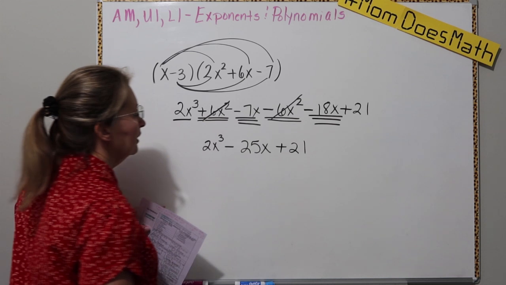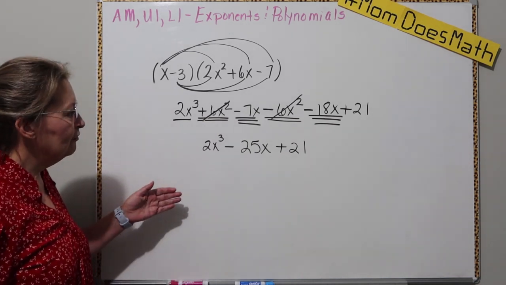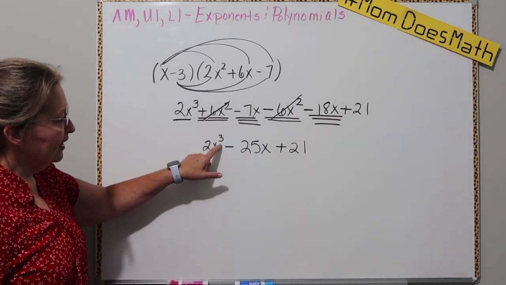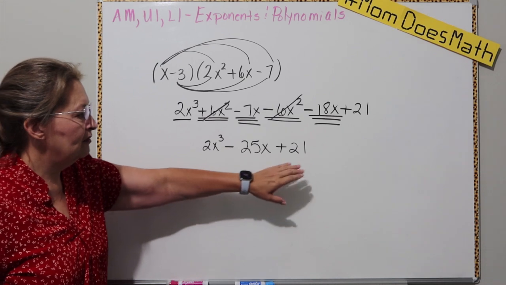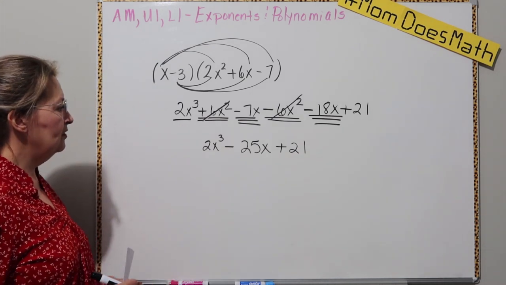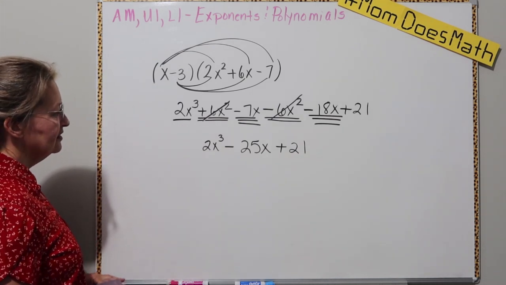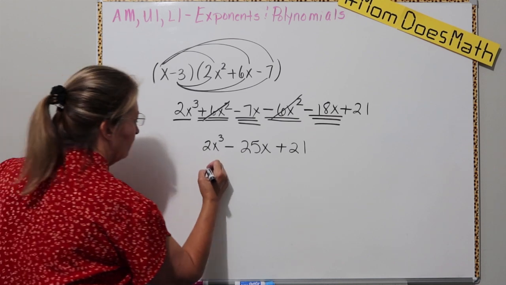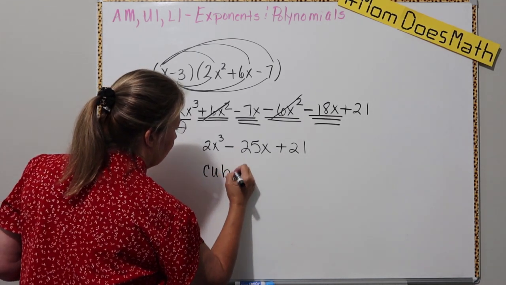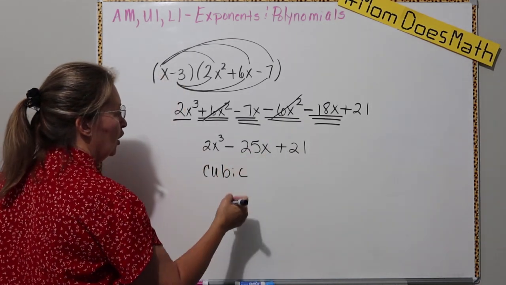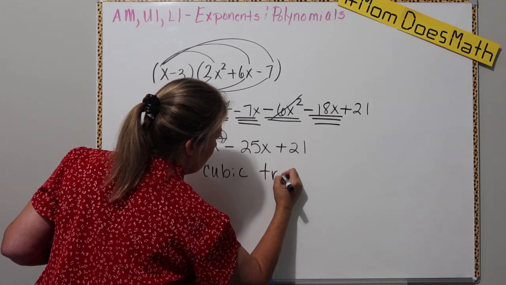All right, let's check it and see if it's in standard form. And I do have my highest exponent, my next exponent, and my constant term, so I'm good there. Now let's classify it. According to exponents, this is cubic, and number of terms, 3, so this is a trinomial.